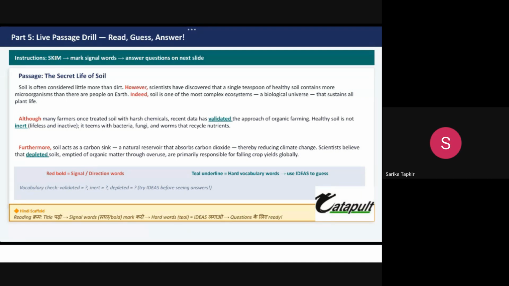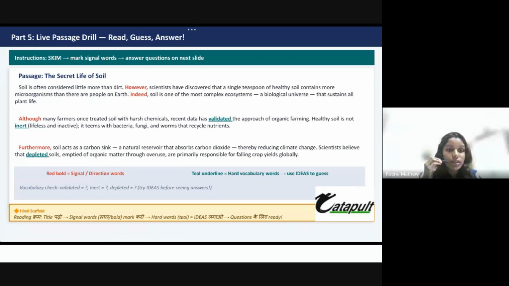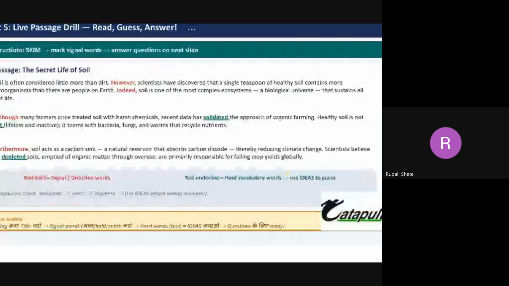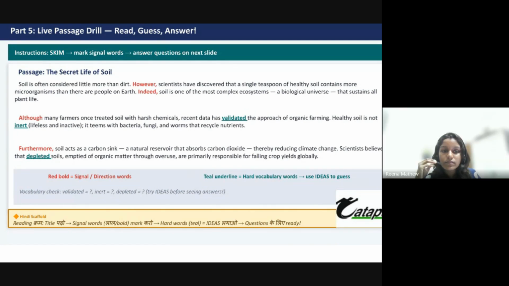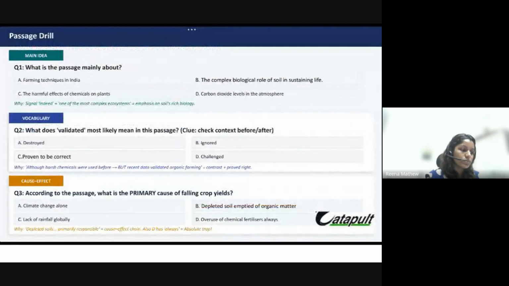मैम आपकी आवाज ब्रेक हो रही है. The secret life of soil. मैम स्क्रीन नहीं दिख रही. The secret life of soil. Okay. I will show you the options. This is easy for you.